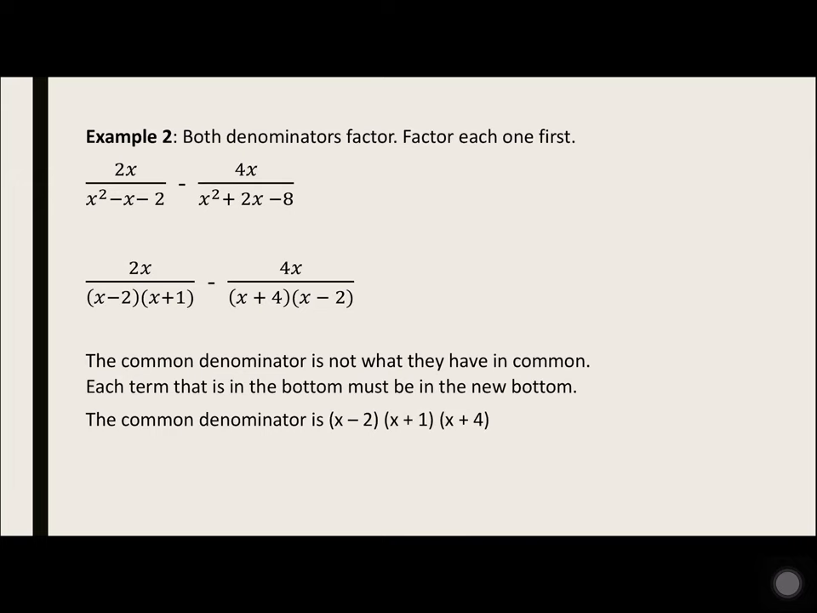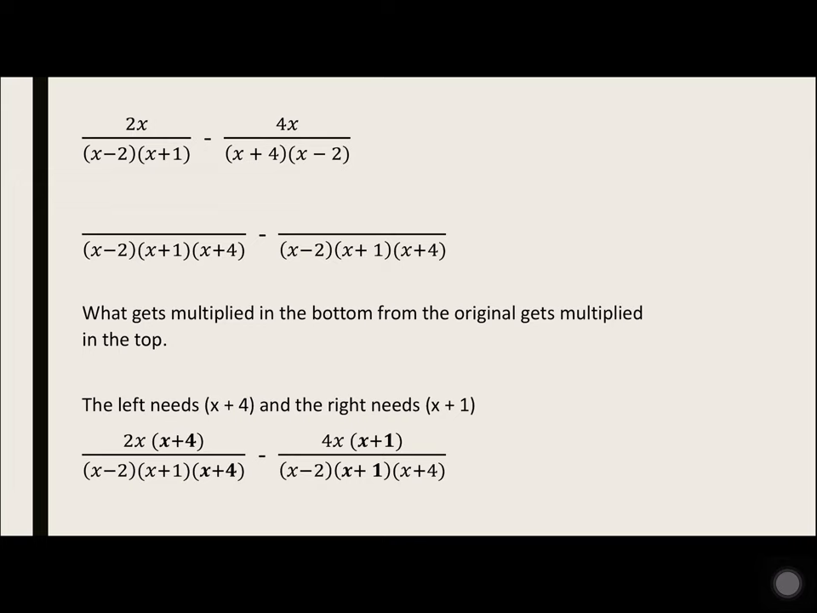So the common denominator is not what they have in common. Each term that is in the bottom must be in the new bottom. So the common denominator is each of the different pieces, which would be x minus 2, x plus 1, and x plus 4. Everything that's in the bottom is part of your common denominator. Okay, so I just rewrote the problem, and then I rewrote the common denominator. What gets multiplied in the bottom gets multiplied in the top.